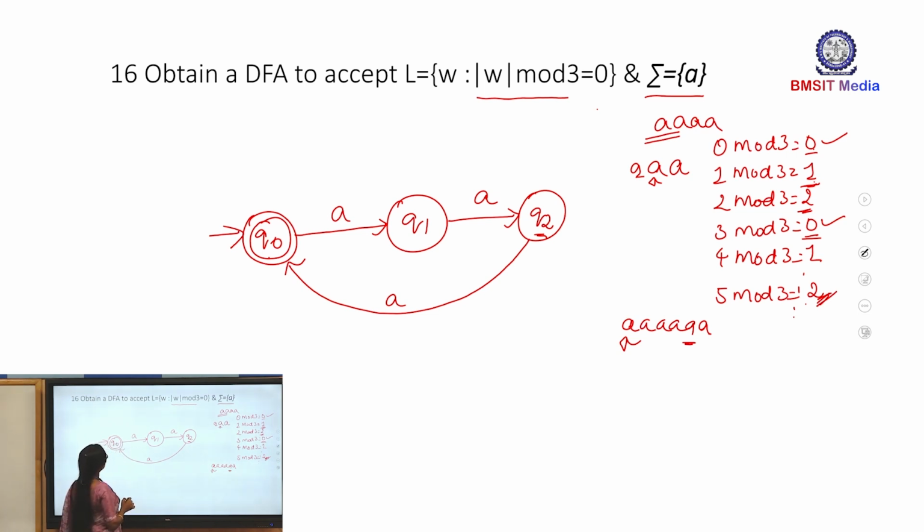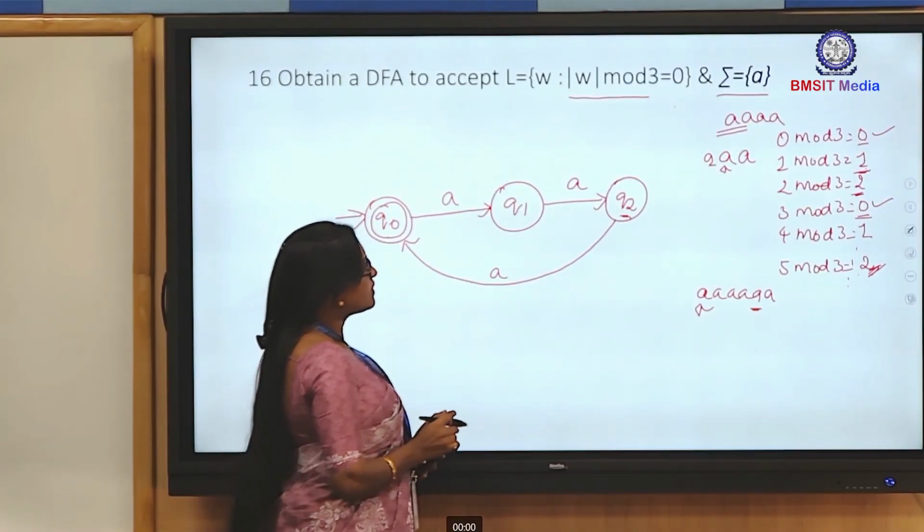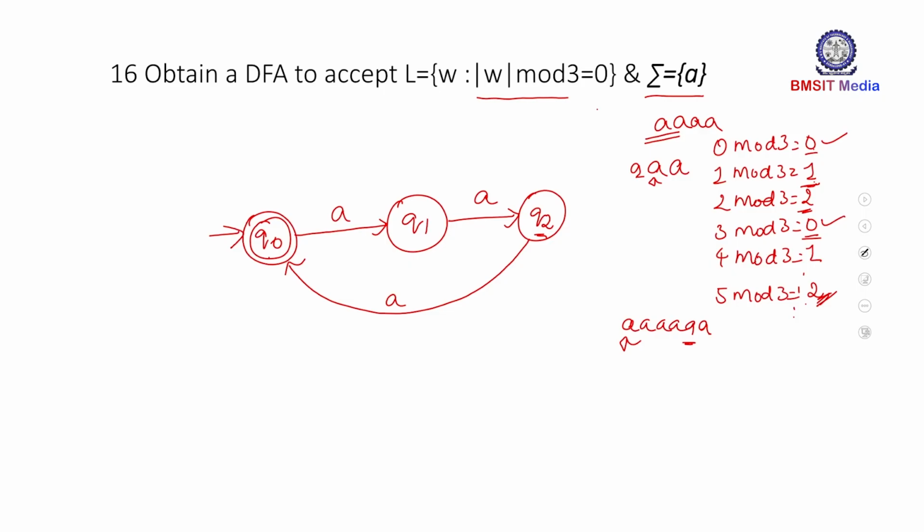So this is a basic example of the modulo K problem. With this, I'll end today's session. And in the next class, we will see some more topics on NFA and epsilon NFA.